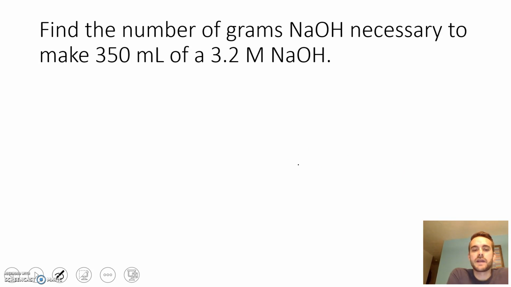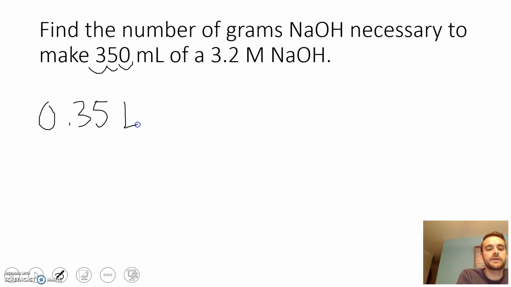Next, find the grams of NaOH necessary to make 350 milliliters of a 3.2 molar NaOH. Okay, so if we look, we're going to go ahead and change milliliters immediately because we don't want to work with those. We want to work with liters. So I know that that is 0.35 liters. I will put that over 1. And I'm trying to get grams.